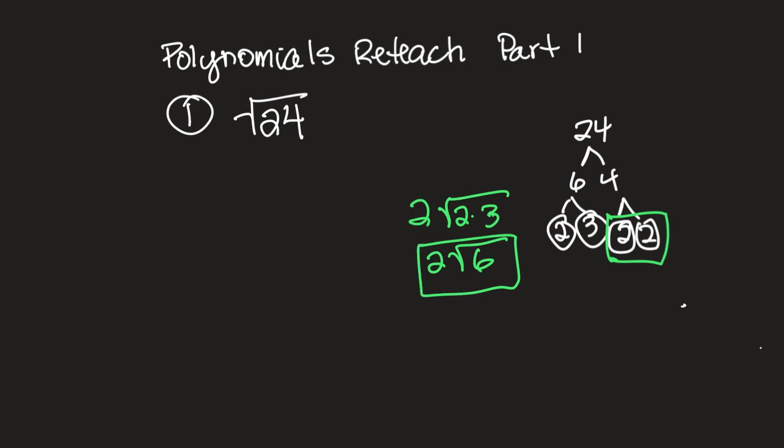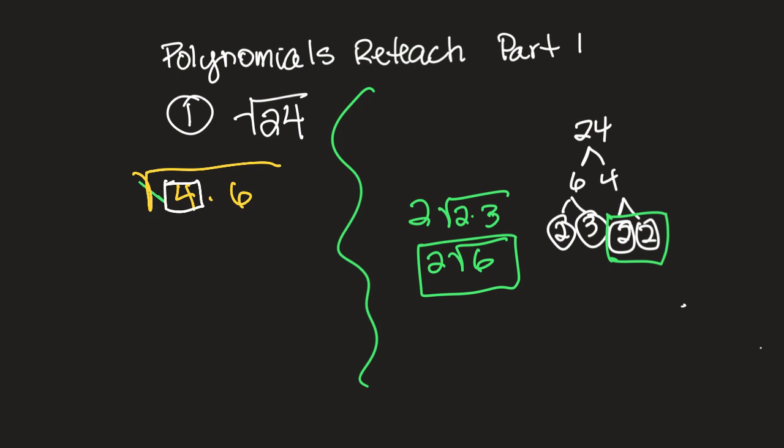The other way, I can think of perfect squares. So in my mind, I'm thinking of what perfect squares I can multiply to get 24. And what I think of is 4 times 6. Well, 4 is a perfect square. What's the square root of 4? Oh, 2. So my final answer is 2 square roots of 6.